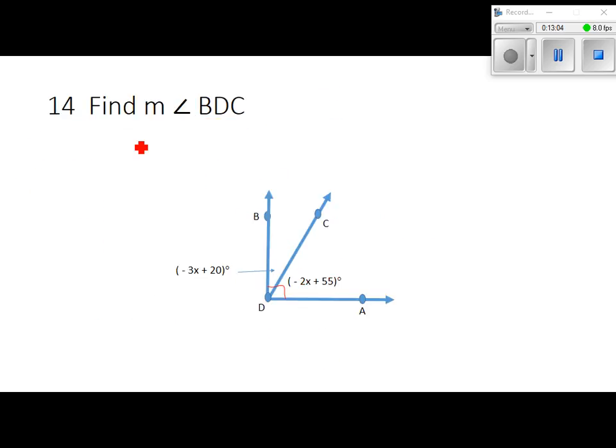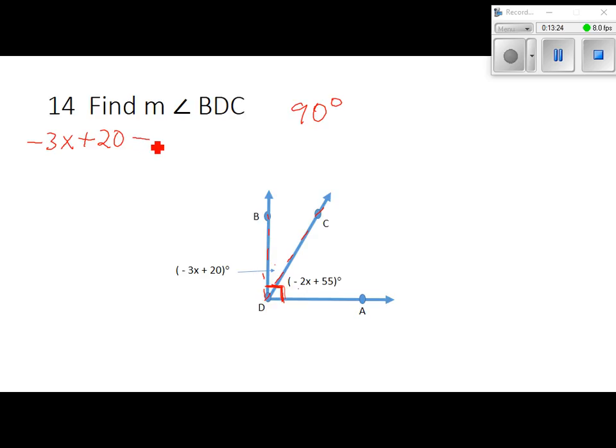Number 14, they said find the measure of angle BDC, which is this angle. Well, this little red box right here tells us this is a right angle, so that tells us 90 degrees. That's not our answer, but we know that these two angles together have to add up to equal 90, so I'm going to set up this equation. You're going to have to solve this one yourself.